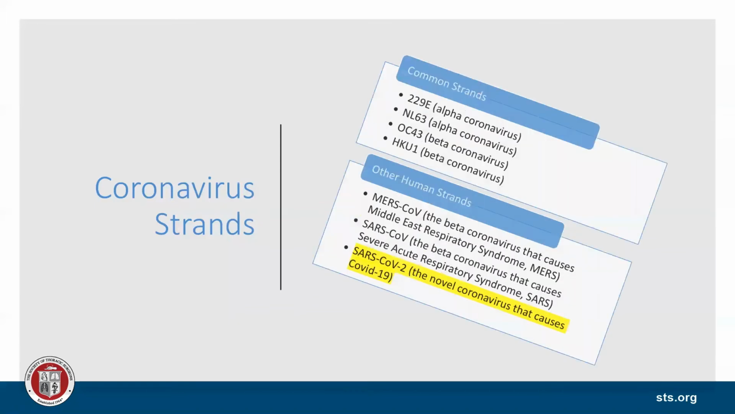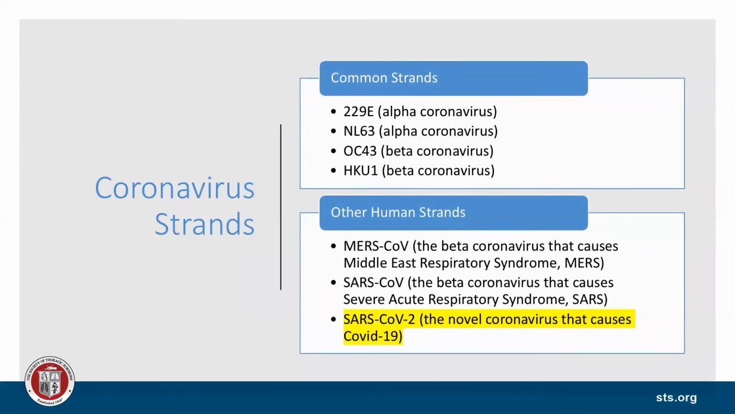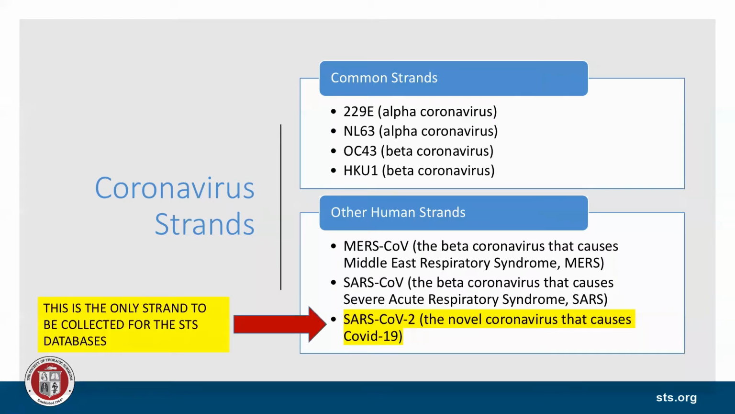And then we've been getting asked questions about which type. There's multiple types of the coronavirus strain. The one that we're interested in, and the only one that should be collected in the STS database, is the SARS-CoV-2. This is the novel coronavirus that causes COVID-19. So this is the only one that we're looking for.